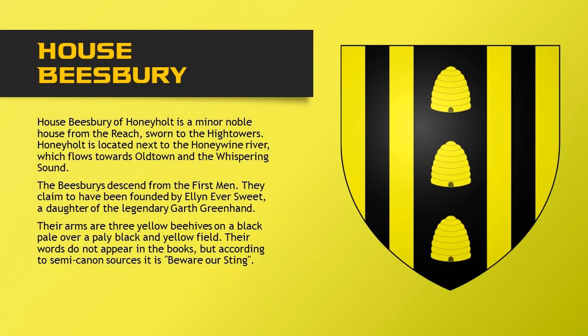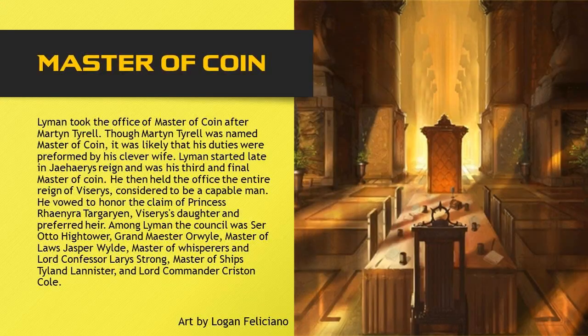Their arms are 3 yellow beehives on a black pale over a partly black and yellow field. Their words do not appear in the books, but according to semi-canon sources, it is "Beware or sting." It's pretty cool words, actually. All right, let's do it.